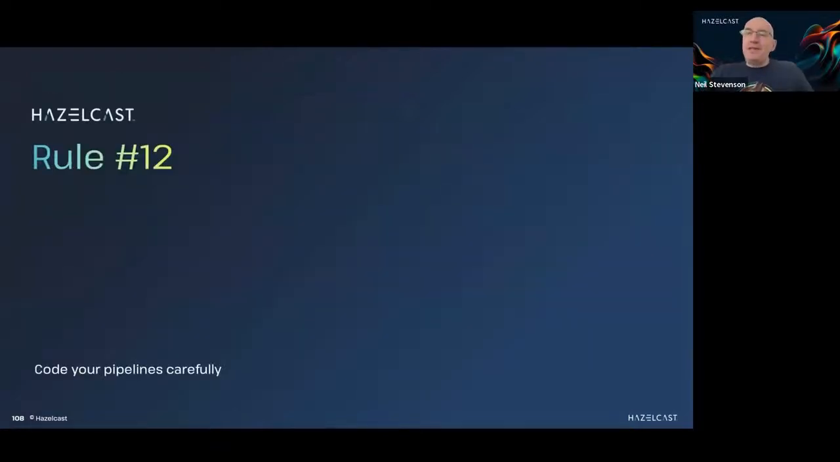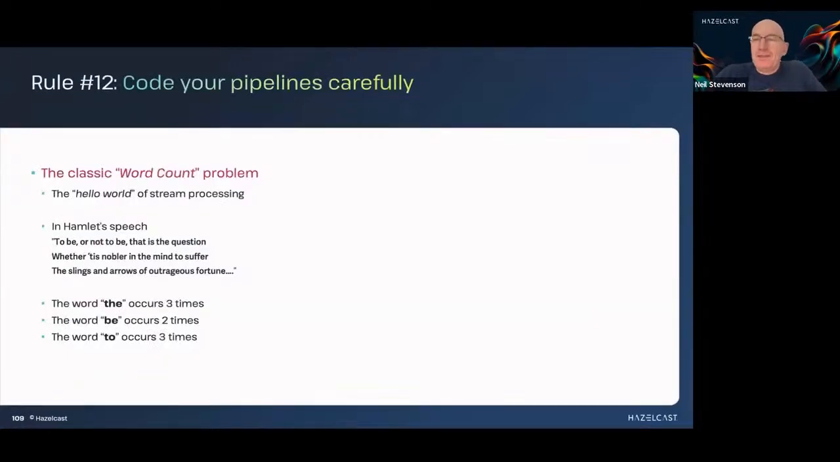Number 12, last three: code your pipelines carefully. In stream processing, a classic introductory problem is word count. If we had Hamlet's speech, to be or not to be, how many times does the word "the" occur? How many times does each of the words occur? It turns out, at least in that snippet, that the word "the" occurs 3 times, and "be" occurs 2 times, and "to" occurs 3 times.